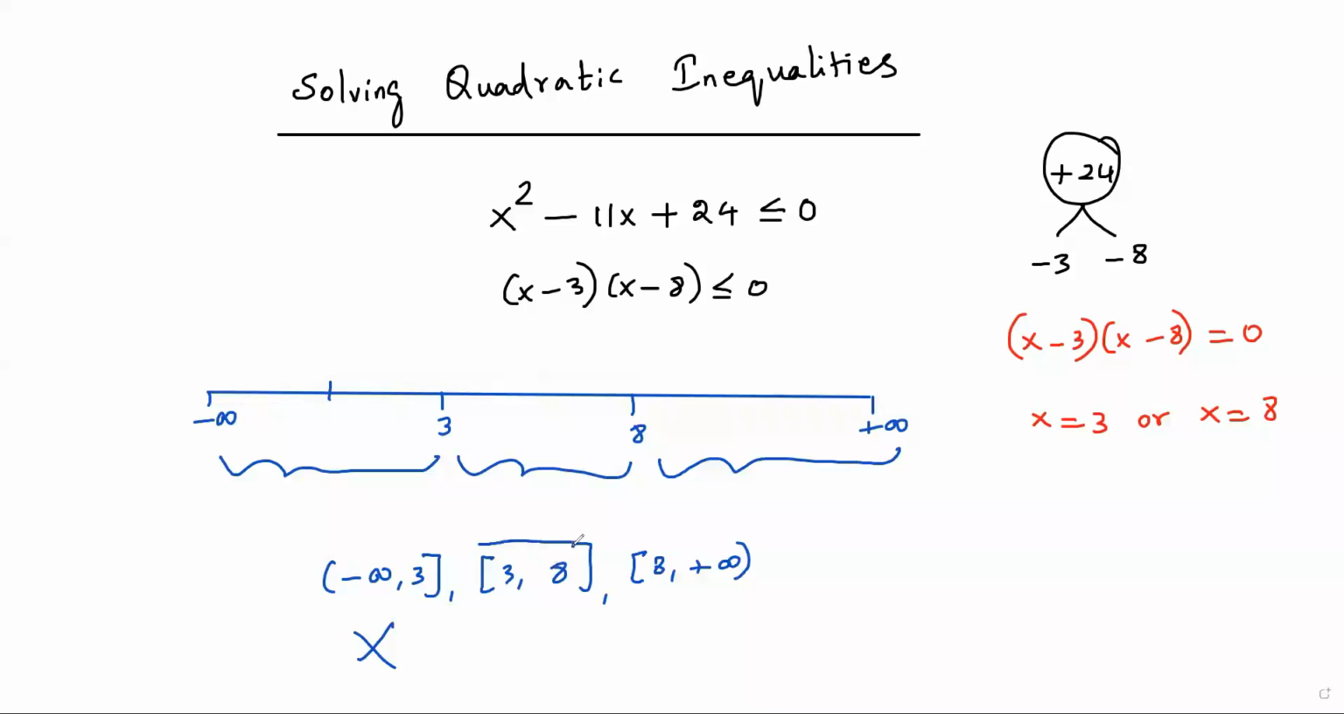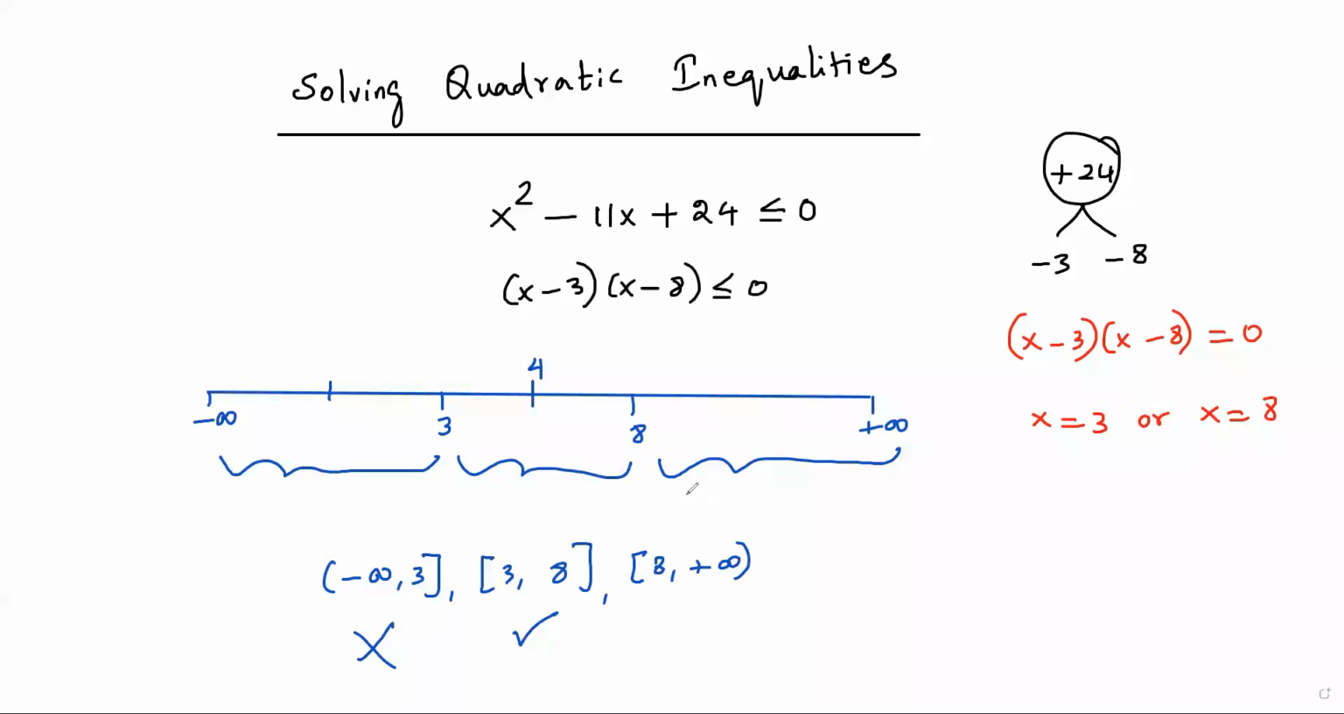Okay, now let's take a random value in the second interval, 3, 8. So it can be 4. If I take x equal to 4, the value of this factor will be 1 and the value of this factor will be negative 4. 1 times negative 4 will be a negative value. Negative value less than or equal to 0 is true. So the second interval satisfies the given inequality.